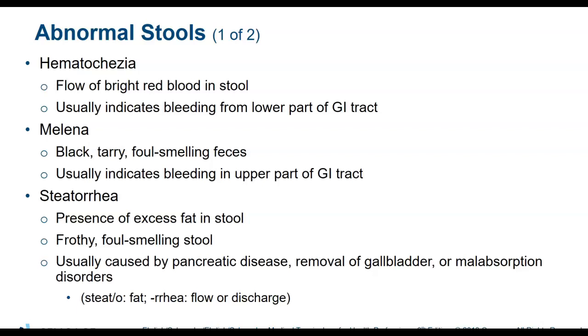If the blood has been in the stool for a long period of time, then it's going to be very dark, ugly-looking black tarry stool. Melena is again black, tarry, foul-smelling feces. Remember, melena means black. That's usually indicating some type of bleed in the upper GI, because the blood has been metabolized. And so it's going to go from that beautiful red to a dark red color that looks black in the stool.